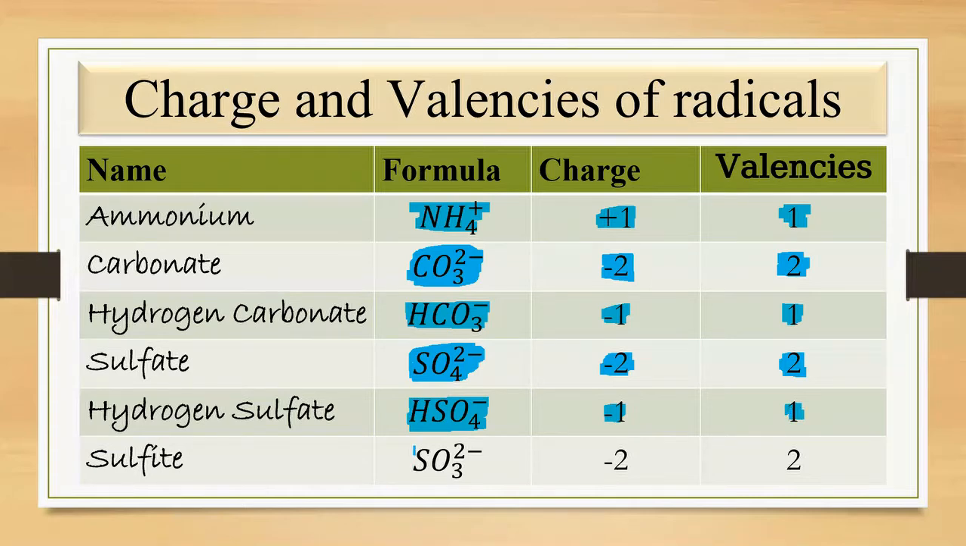Sulfite. Sulfate is SO4 2 minus. On the other hand, sulfite is SO3 2 minus. So in sulfite, the charge of sulfite ion is -2 and the valency is 2, as valency is equal to charge of a radical.